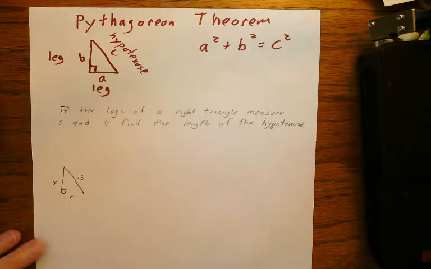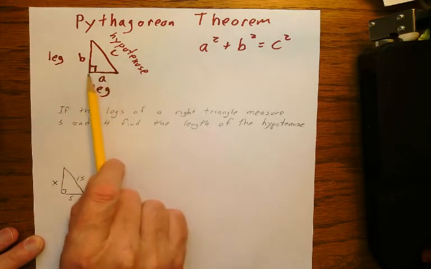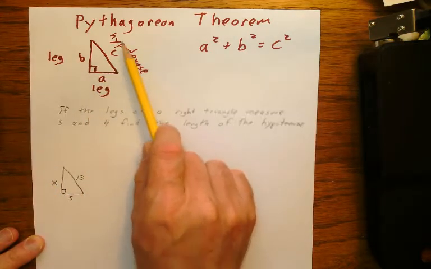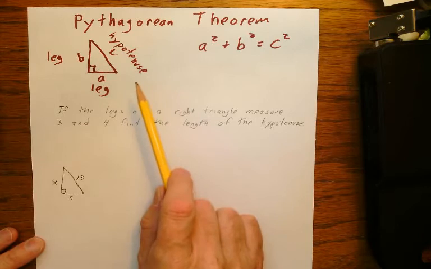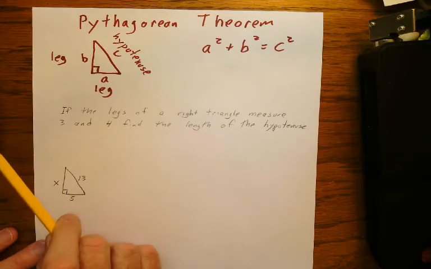It works for right triangles, and the legs are the two sides that are next to the right angle, and the hypotenuse is the long side that is across from the right angle. So let's see an example of how these problems work.